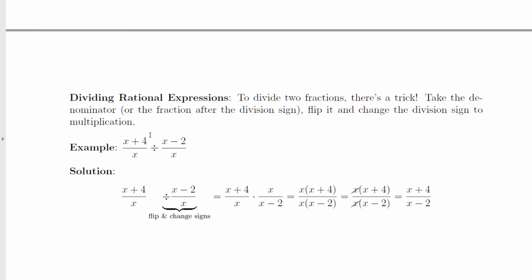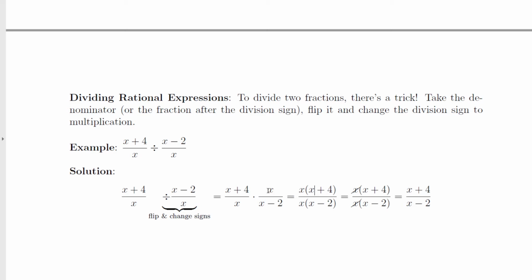So here's what we got. x plus 4 over x, that's the first part, divided by x minus 2 over x. That equals, now the first part's going to stay exactly the same, and the second part, we change to a multiplication, which is why I've got the dot here, and we flip the numerator and denominator around. When we combine everything together, we multiply across the numerator and across the denominator. We get x times x plus 4.